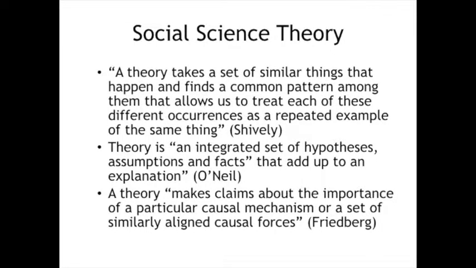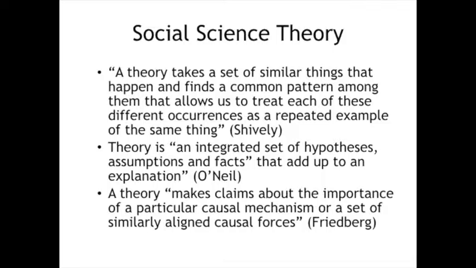And that brings us to another topic I wanted to introduce today, which is the whole idea of theory in social science. And here are three definitions of theory in social science. The first one comes from your textbook: an integrated set of hypotheses, assumptions, and facts that add up to an explanation, so that explain something. And we will talk about all of these, and I'll give you a chance to ask questions about them as we go through the semester.